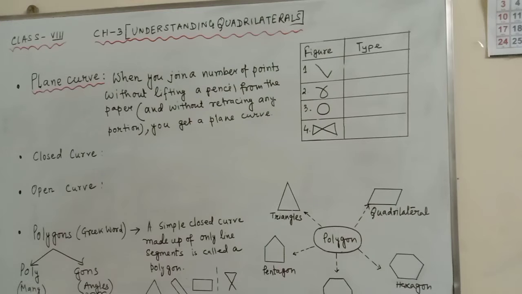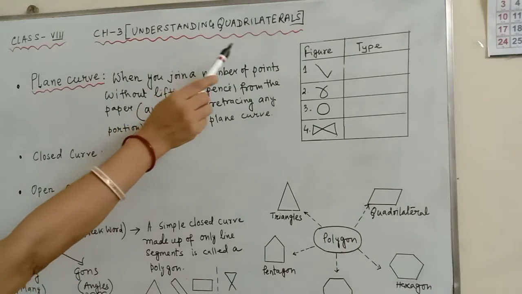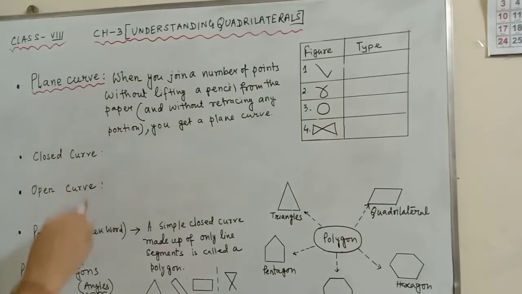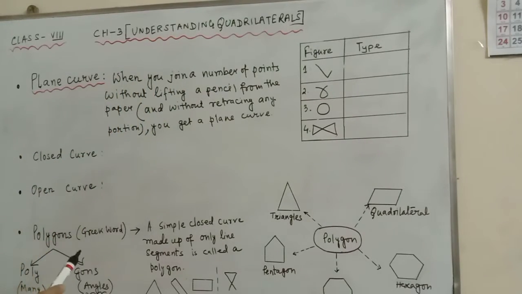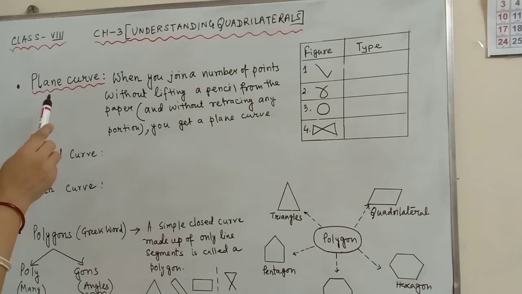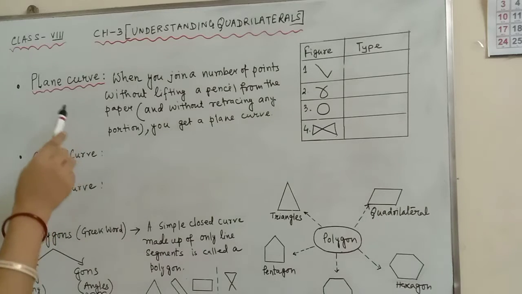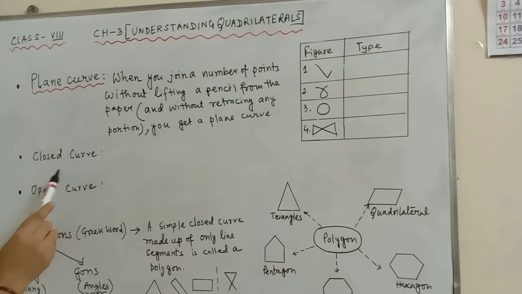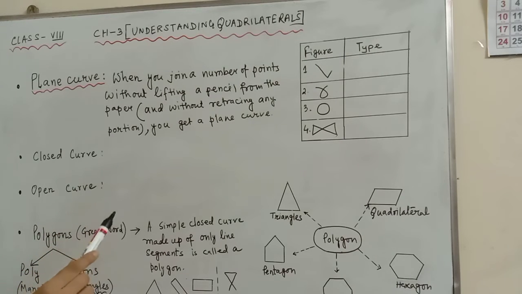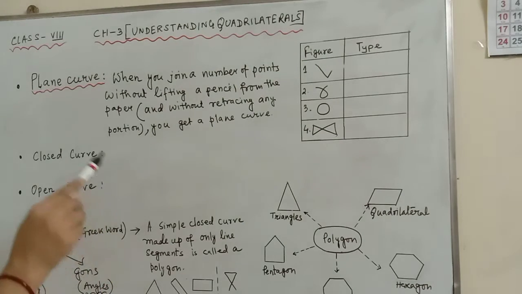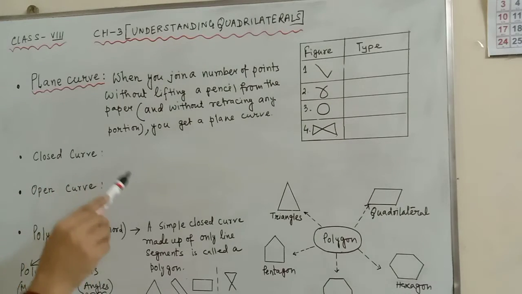Today we will start a new chapter, Understanding Quadrilaterals. Before starting any exercise, some new words we have to discuss here. We have to discuss plane curve, closed curve, open curve, then polygons and types of polygons, and which one we can say is a plane curve and simple curve, and which one is not simple. This kind of thing we must know before starting the exercise.